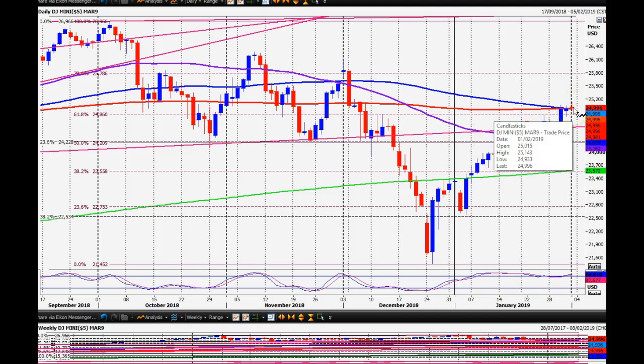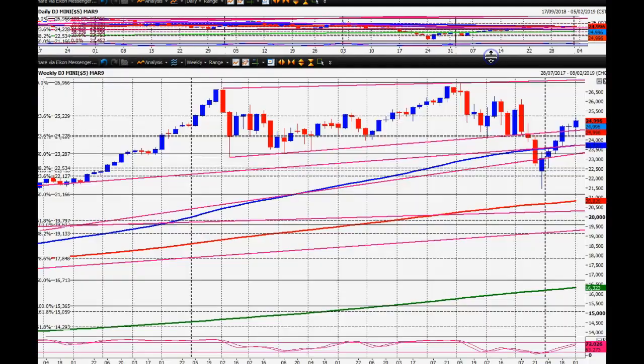We got up to 25,143 on Friday. A bit of a surprise, but we didn't really hang on to the gains, and we've certainly closed below 25,000, which is a psychological number, if nothing else. Again, it doesn't look particularly positive. We'd certainly have to break Friday's high for me to feel more positive. Nothing on the weekly chart.